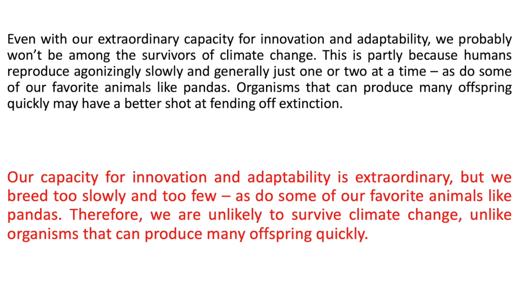Let's continue. "This is partly because humans reproduce agonizingly slowly and generally just one or two at a time." Here, we can change the subject "humans" into a subject pronoun "we," and instead of using "reproduce," the synonym "breed" can be used. In the original text, "agonizingly" means extremely, but it is used to emphasize something negative. In the paraphrased text, another adverb, "too," was used to give the same meaning.